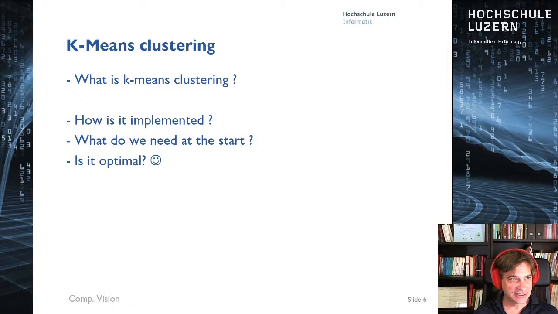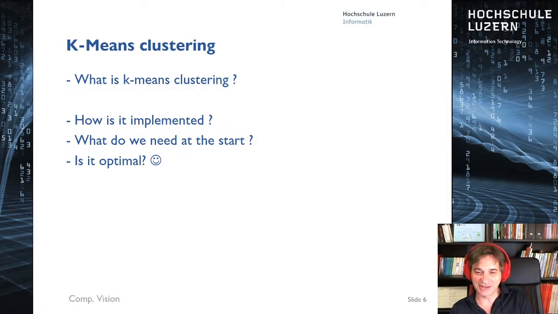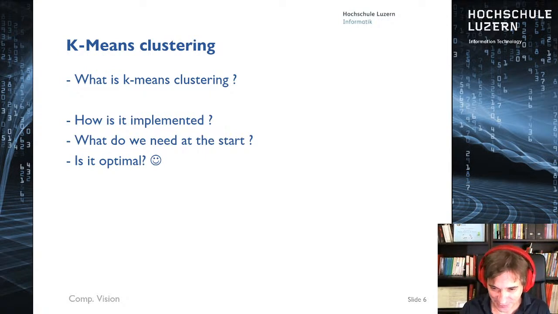So the first thing we want to look at here is k-means clustering. I would expect that some of you, maybe most of you, have already heard of k-means clustering in one of the other lectures. So think quickly: how is k-means clustering implemented? What do you actually need for k-means clustering at the start? And will you get the optimal solution? Anybody have some ideas on that?